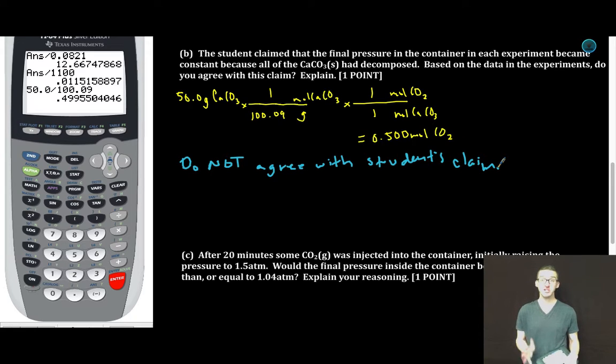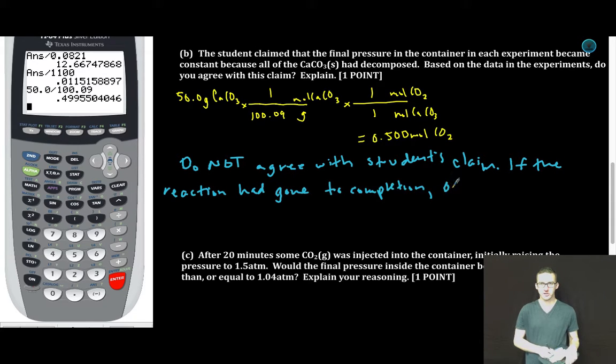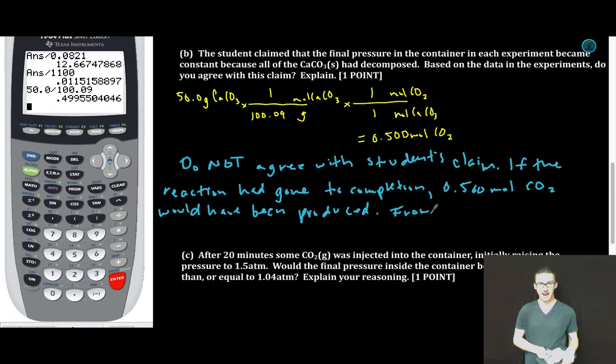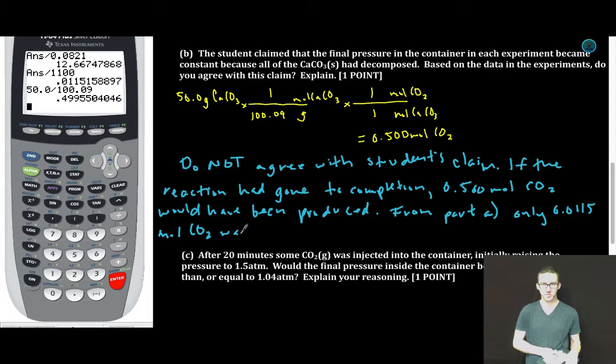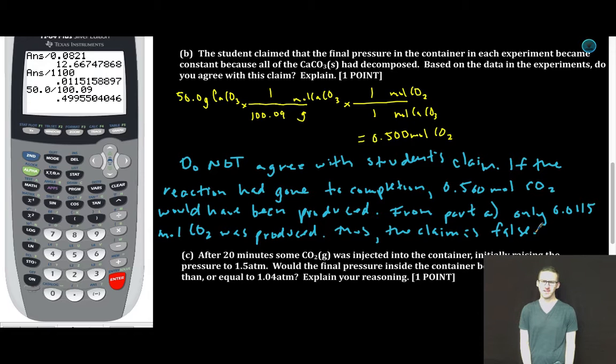Now, let's be sure to explain. If the reaction had gone to completion, 0.500 moles CO2 would have been produced. From part A, only 0.0115 moles CO2 was produced. Thus, the claim is false. Nice try, student. Nice try.